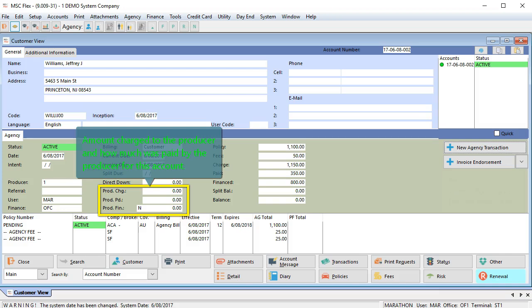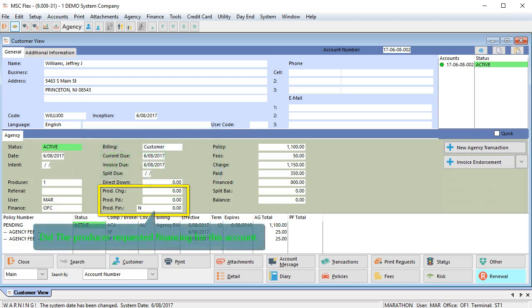These fields are for the wholesaler billing system. When the billing above is set to producer, then these fields show how much was charged to the producer and how much was paid by the producer for this account. Producer financing will show that the producer requested financing for this account.